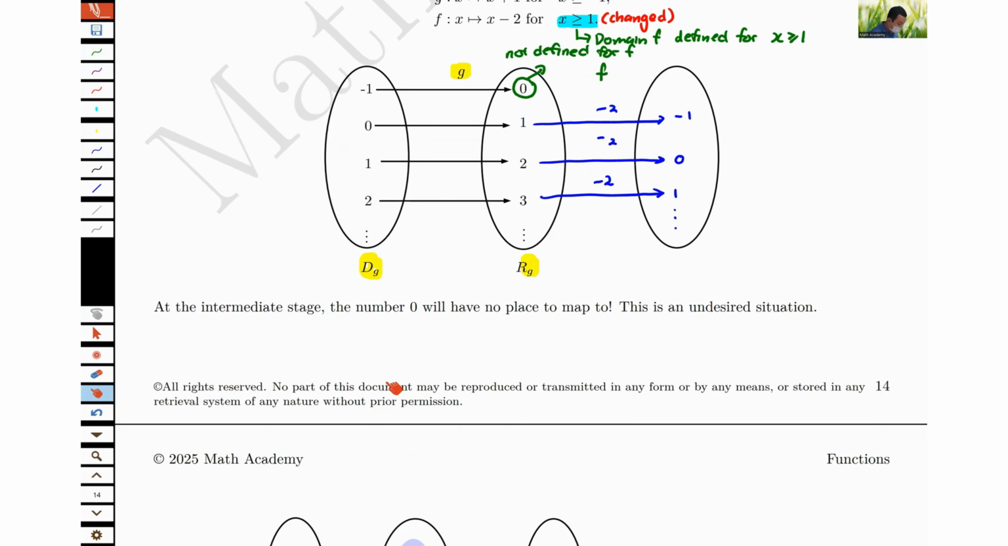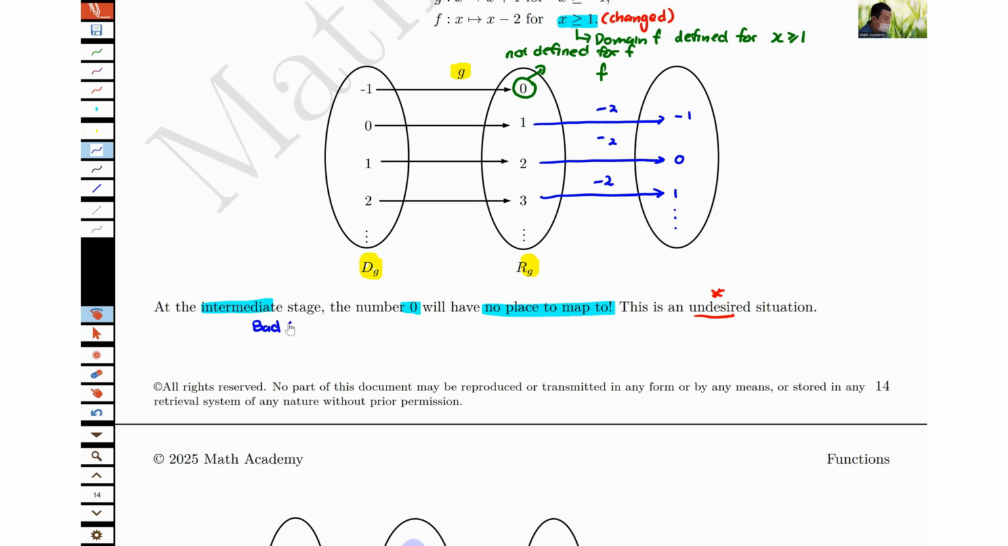But this is no good for us at all. At the intermediate stage, 0 cannot be mapped. I cannot move 0 through the function f. This is bad. This is undesired. Then we understand more. Why is it bad? Can I write down exactly what I mean by bad?